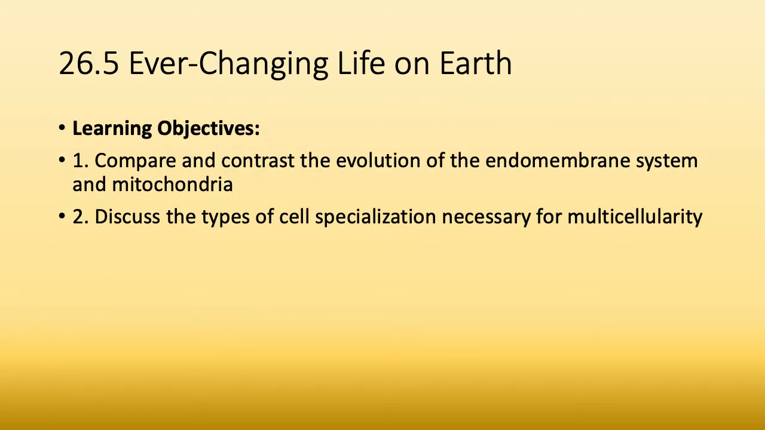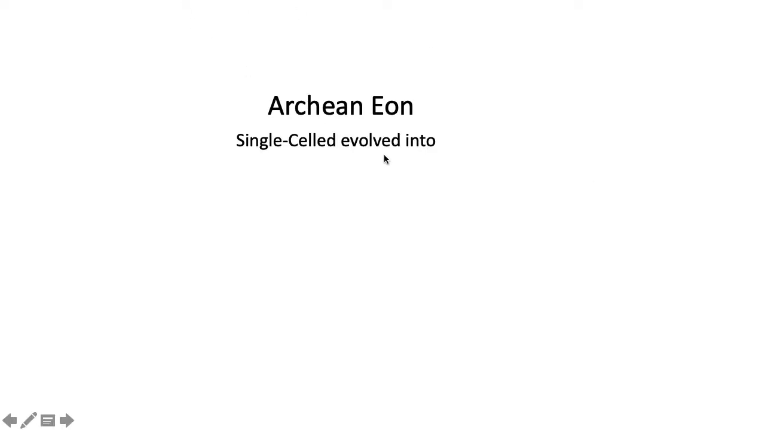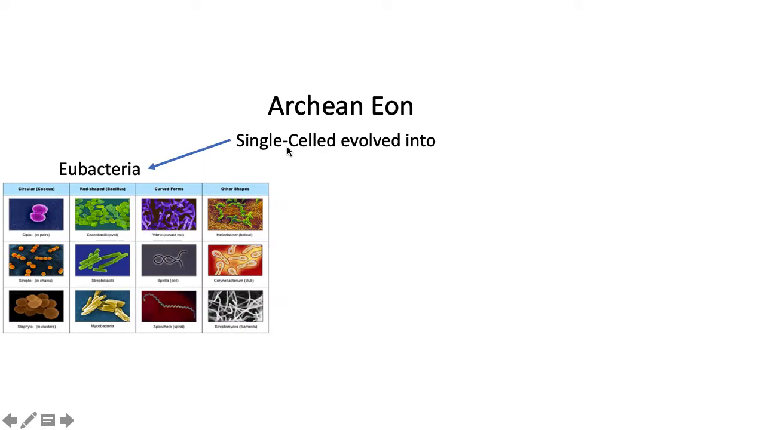Ever-changing life on Earth. So I'm going to talk about, again, the endomembrane system, which is the nucleus, Golgi apparatus, endoplasmic reticulum, as well as endosymbiosis, mitochondria and chloroplast, and then discuss the different types of cell specialization for multicellular life. So in the Archean eon, that's where we saw the first signs of our prokaryotes. And so this single-celled organism had to evolve into bacteria, or eubacteria, which is a very, very abundant domain.